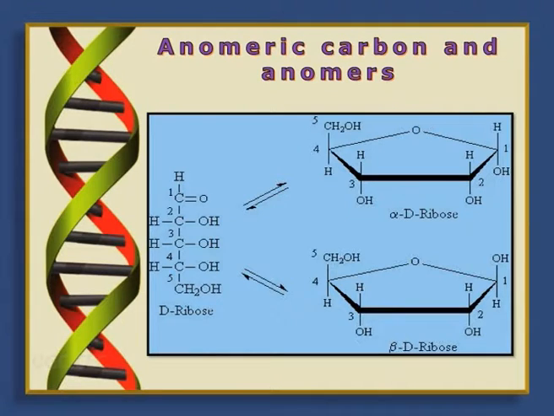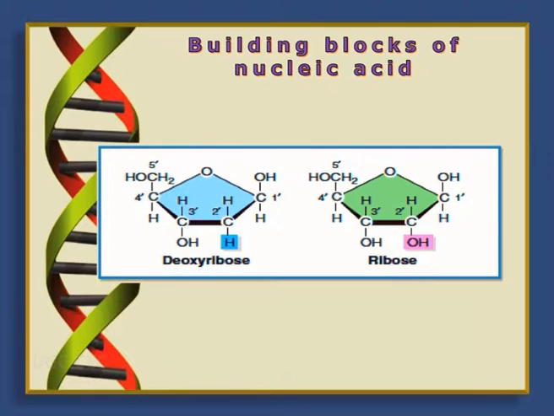So in this way we can see that any sugar, after it gets changed, becomes asymmetrical and can give rise to isomers, and these are known as anomers. In case of DNA, as we saw in the earlier slide, there are two forms of pentose sugar. One is deoxyribose, another is ribose sugar.